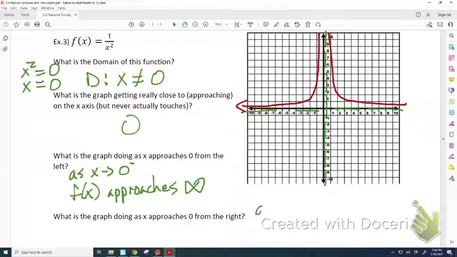On this question, as x approaches 0 from the right, now I'm standing on the arrow furthest to the right over there, and I run left up the red line. I'm going to approach infinity again.